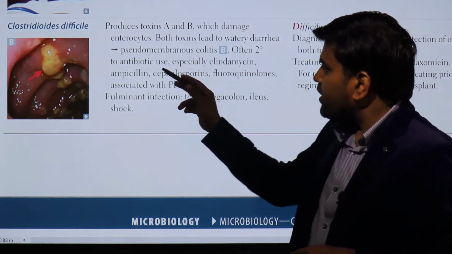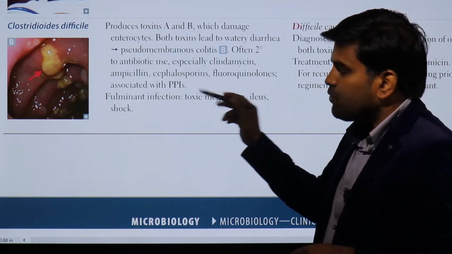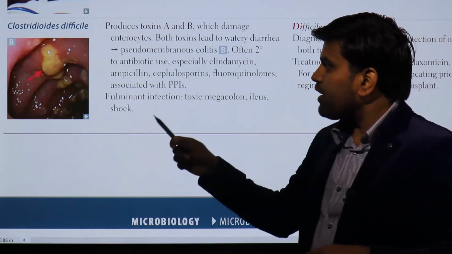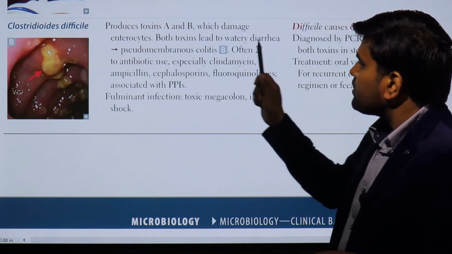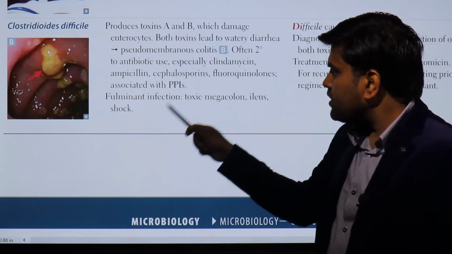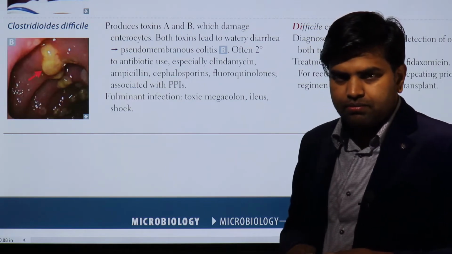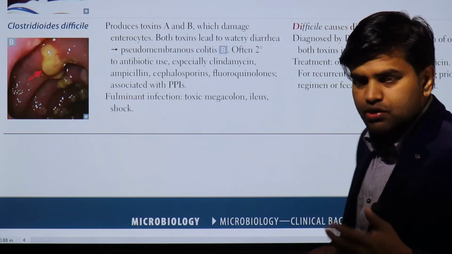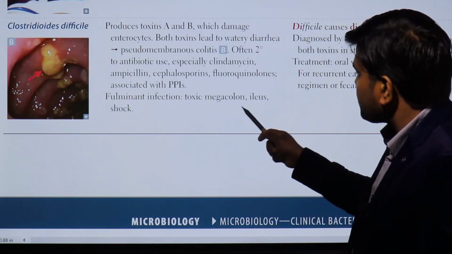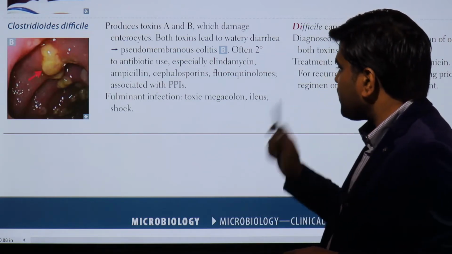It is often secondary to antibiotic use, especially clindamycin, ampicillin, cephalosporin, fluoroquinolones, and is associated with proton pump inhibitors, PPI. So this is very important. You have to understand why and when it develops after secondary use of antibiotics. Those antibiotics are especially clindamycin, ampicillin, cephalosporin, fluoroquinolones, and if a patient is using a proton pump inhibitor, maybe pantoprazole, lansoprazole, omeprazole, anything. Fulminant infection may develop, called toxic megacolon or ileus and shock. The patient can go into shock from toxic megacolon and ileus.